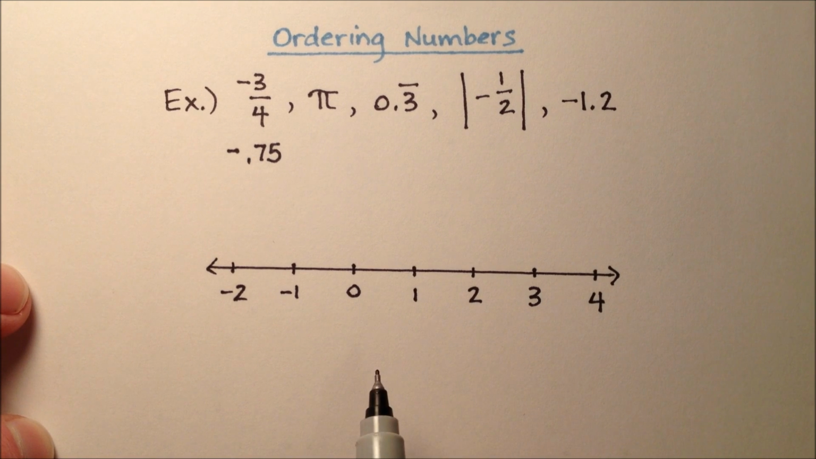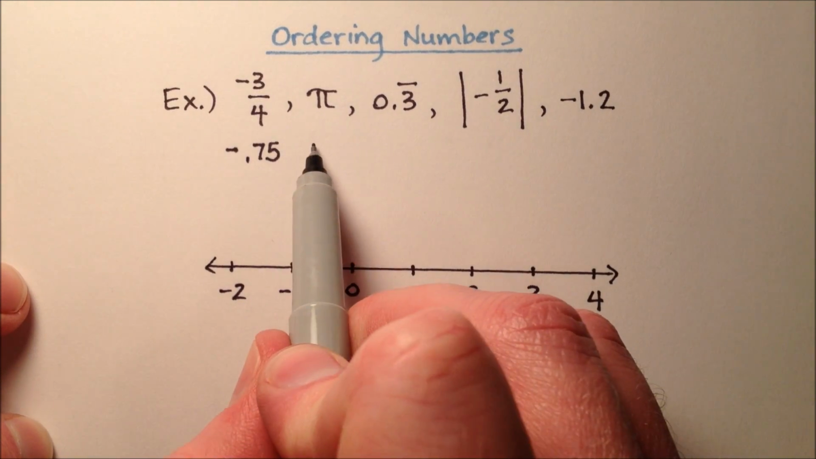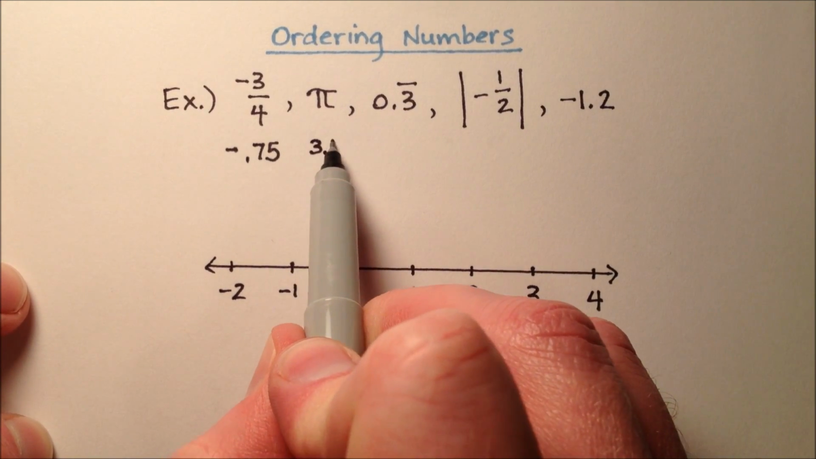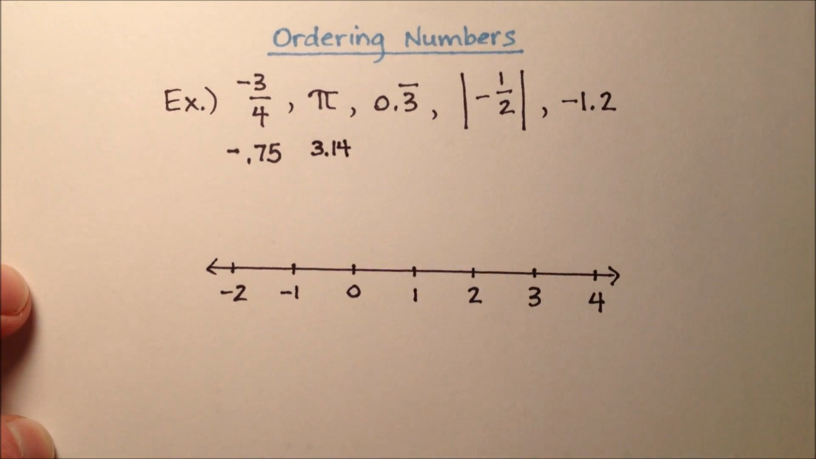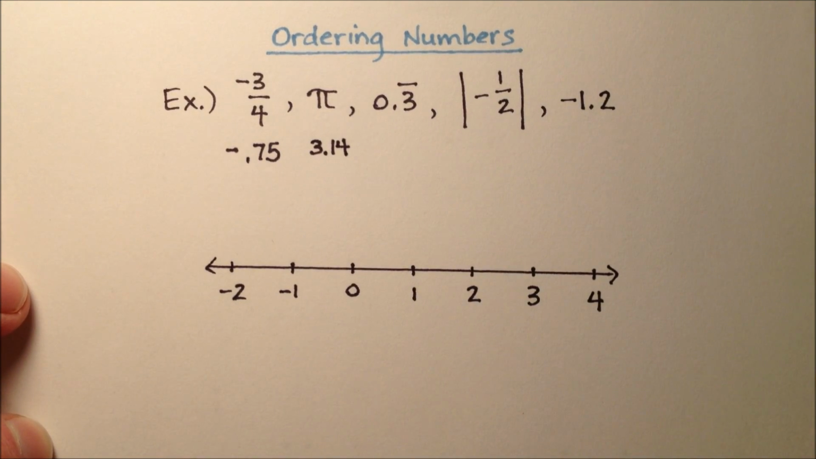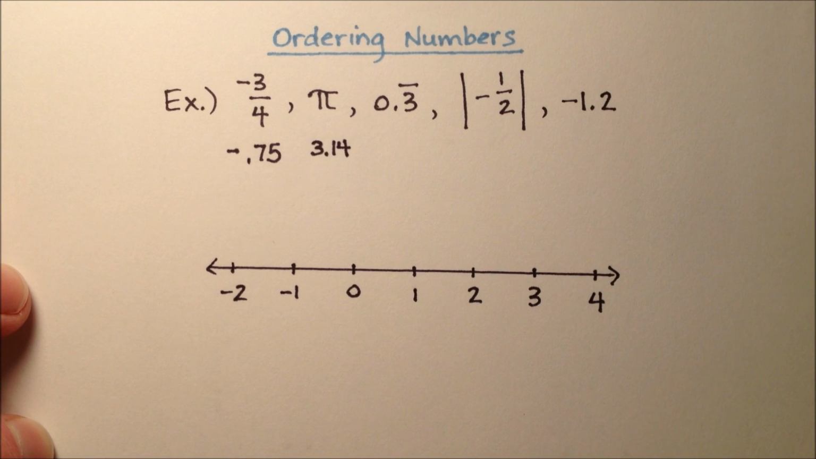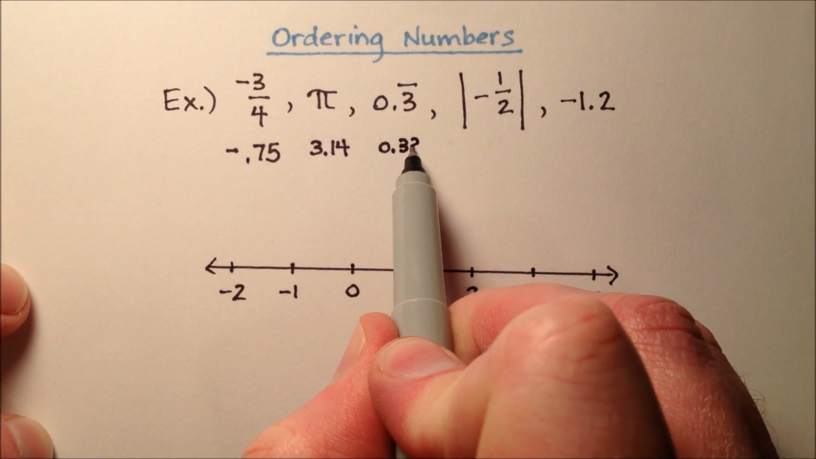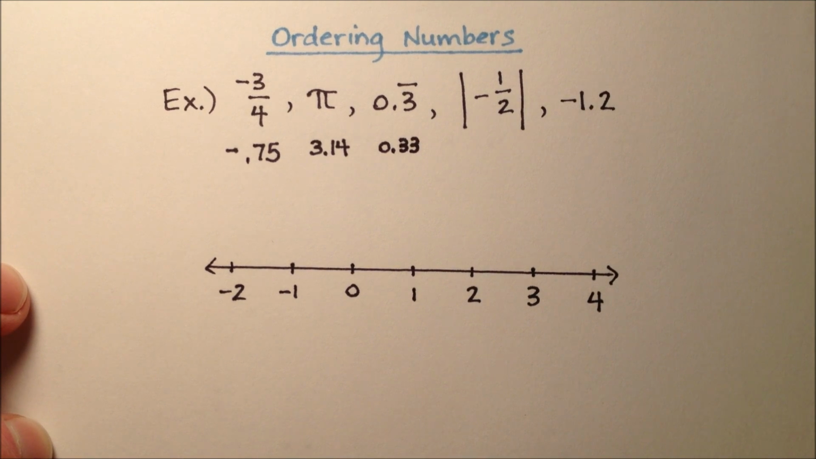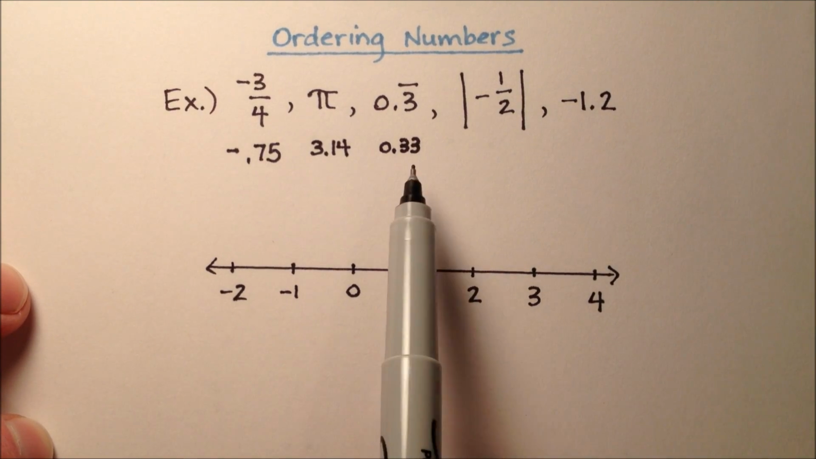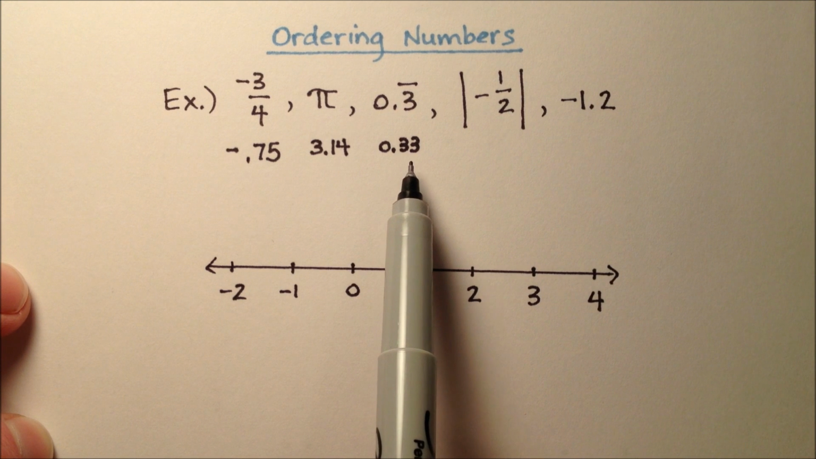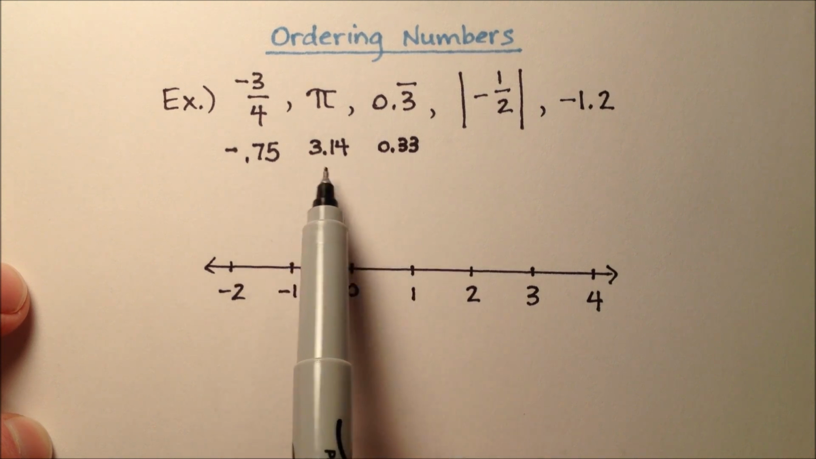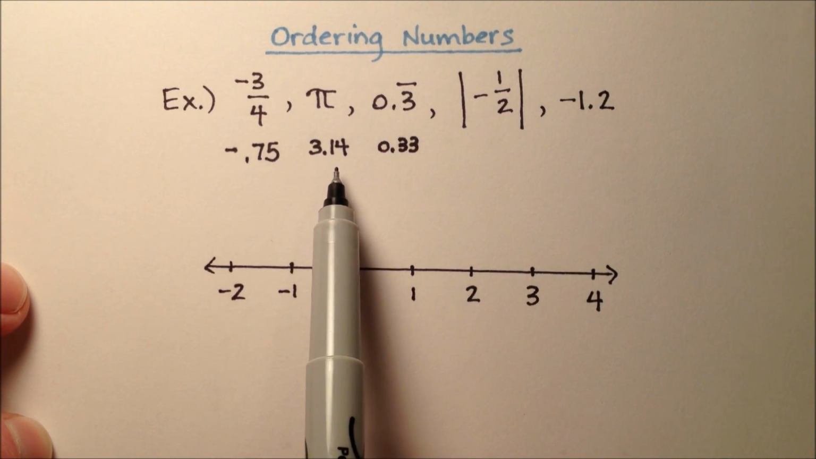The next value is pi. And pi is 3.14. The third value is 0.3 repeating. So this guy's kind of in decimal form already, but I'm just going to write him in an abbreviated form, 0.33. And the reason that I use 2 decimal places is simply because my previous 2 values had 2 decimal places.